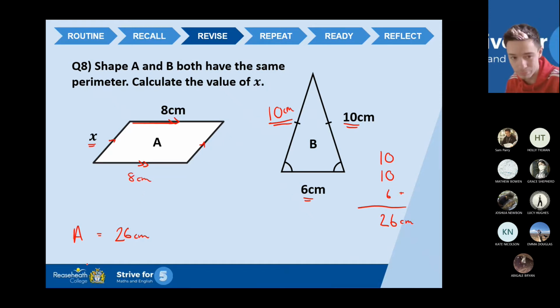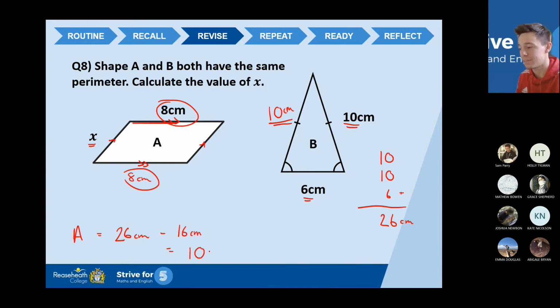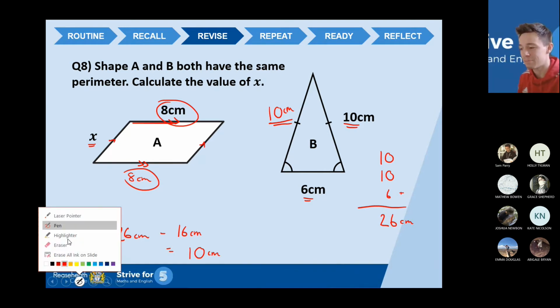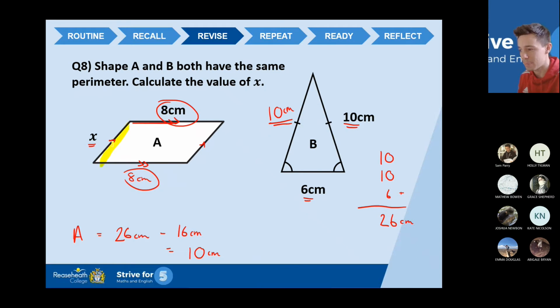Now, what I'm going to do is get rid of this side and this side because I know what those values are. So if I do 8 add 8, that gives me 16. So if I do 26 and I take away those two sides, 16, I'm left with 10 centimeters. Now, what does that mean? Well, that means that this side here, I'm going to highlight it, this side here and this side here both add to 10.